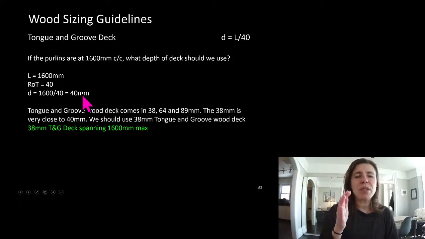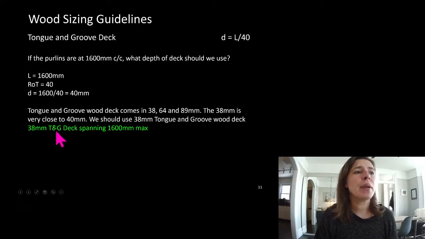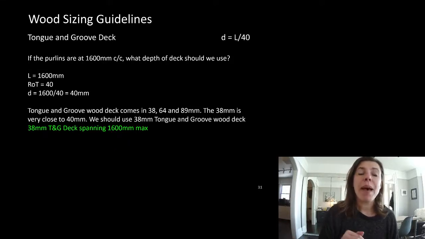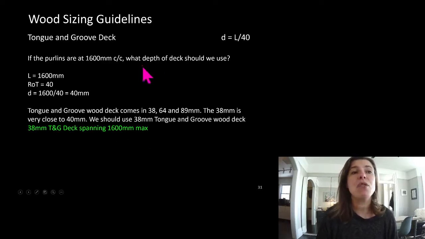Again, I said 2 millimeters, I'll accept 2 millimeters off. The 38 millimeters is going to be fine for tongue and groove wood deck. So 38 millimeter tongue and groove deck spanning 1.6 meters max. Now, this looked like the maximum we'd ever let tongue and groove span, and it spans about 1.6 meters. Our metal deck spans 2 meters for the same depth. So that was their other big marketing campaign. They were like, hey, you can get rid of a bunch of stuff that you're supporting things with.